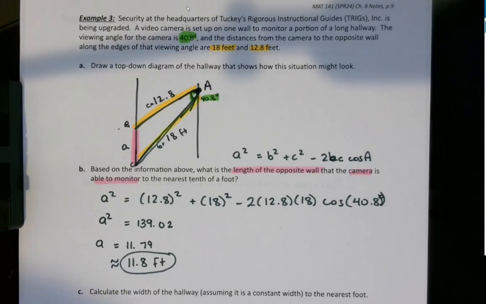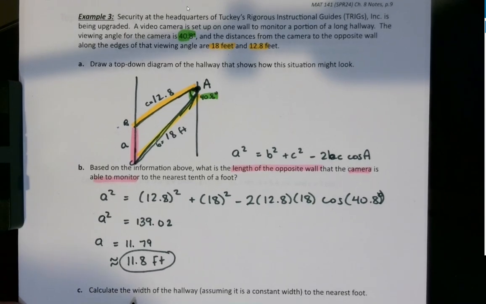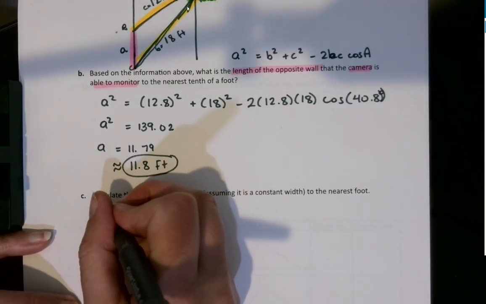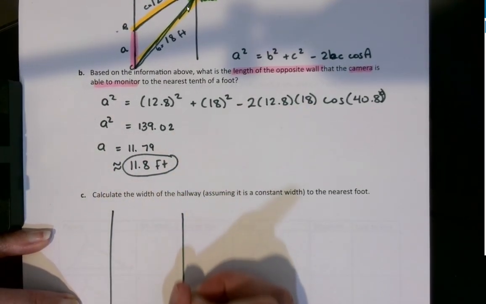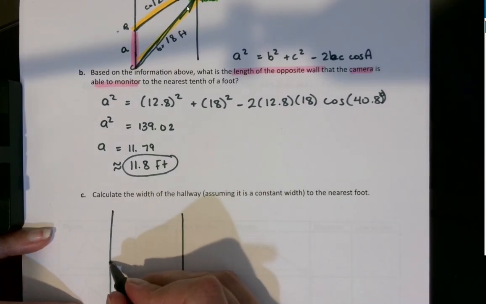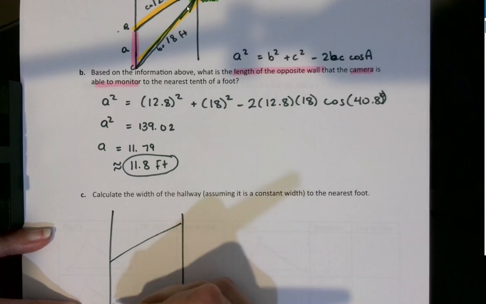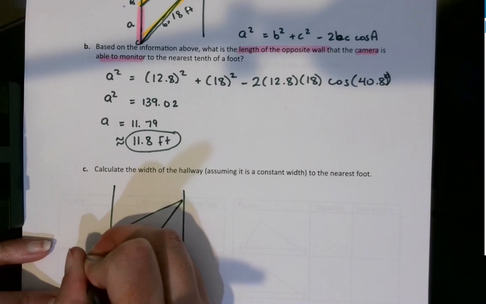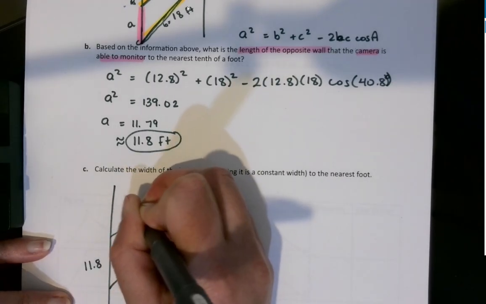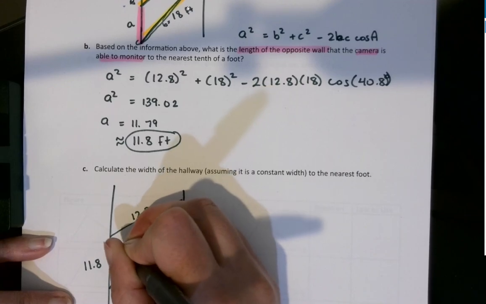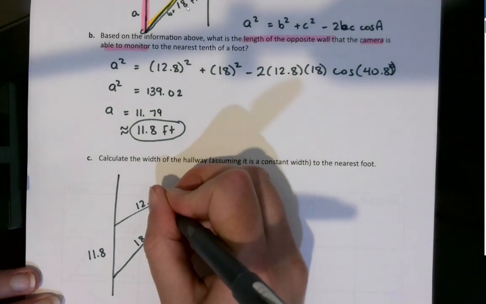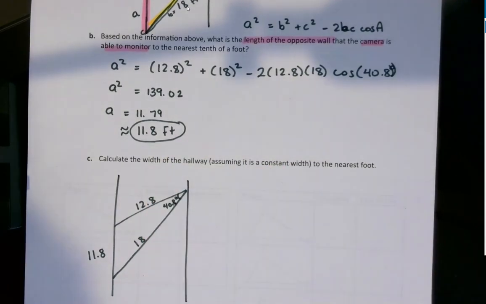Now the next question asks us to calculate the width of the hallway, assuming the hallway has a constant width, to the nearest foot. So I'm going to redraw my hallway picture. And I have this triangle. And now I know that this is 11.8 feet. This was 12.8 feet. This is 18 feet. And I knew this angle, that's the 40.8 degrees. What I'm being asked for now is the width.